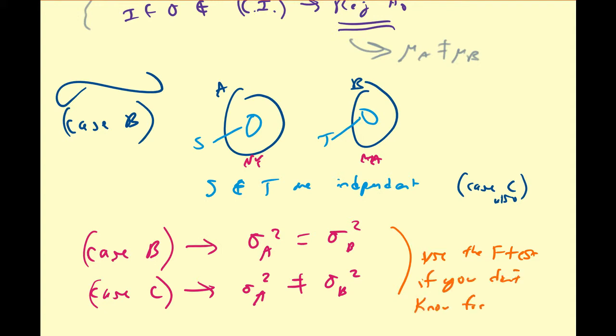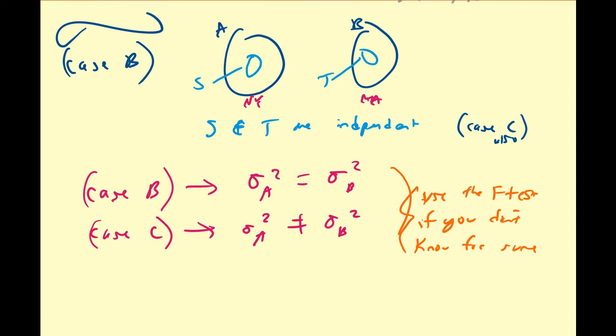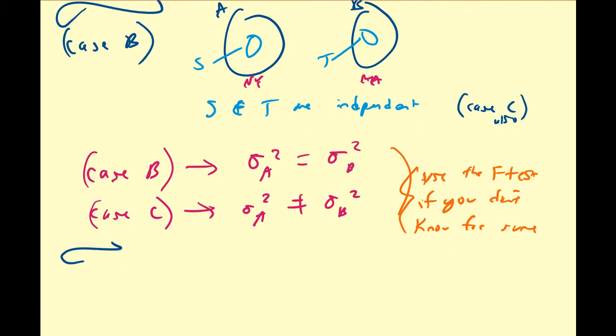So if you don't know whether the variances are equal or not, you can use the F test to test whether these variances are equal to one another. All right, so case B is going to follow in this manner. The first thing we're going to do is called, this test is actually called the pooled variance t-test.